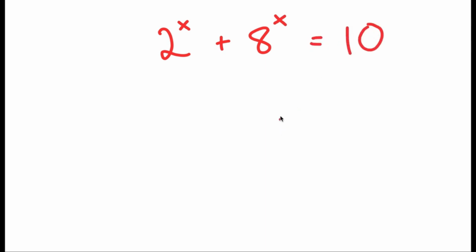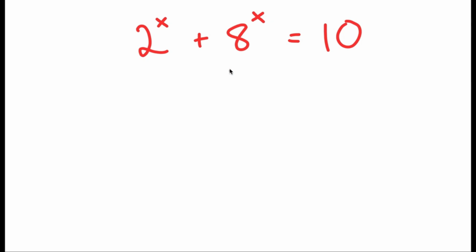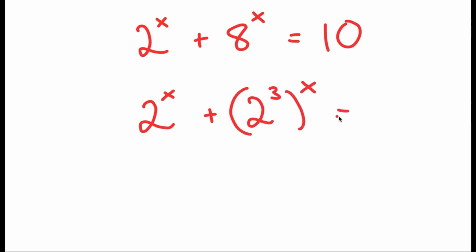Alright, so in this video, I'm going to solve the equation 2^x plus 8^x is equal to 10. So to solve this, I'm going to first start by rewriting 8 as 2^3. So I get 2^x plus (2^3)^x is equal to 10.